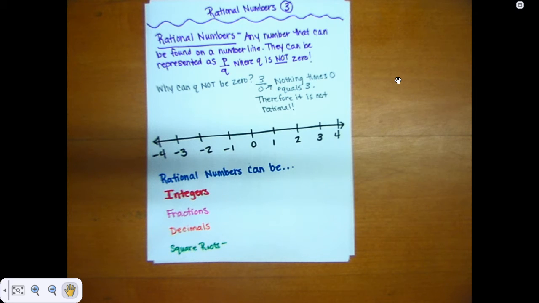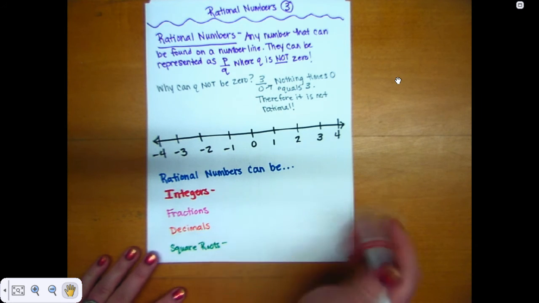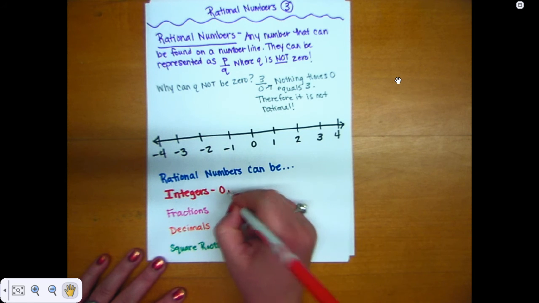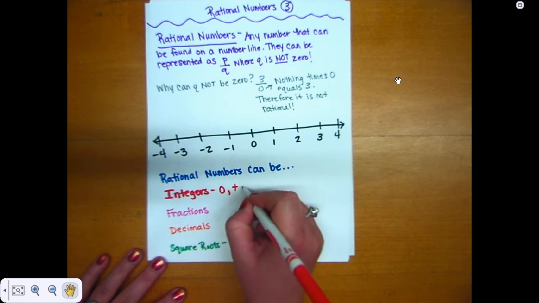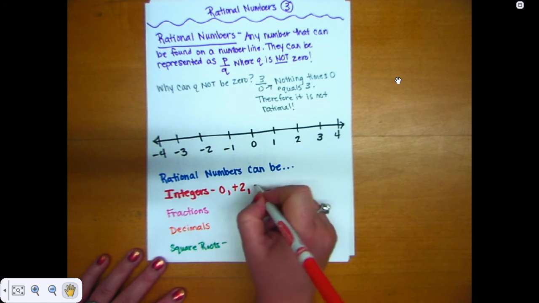Okay, let me go back to my red. Rational numbers can be integers. So let's write a few integers down. They can be any integers. So integers can be represented as 0. They can be represented as positive numbers. I'm just going to put positive 2. They can be represented as negative numbers.